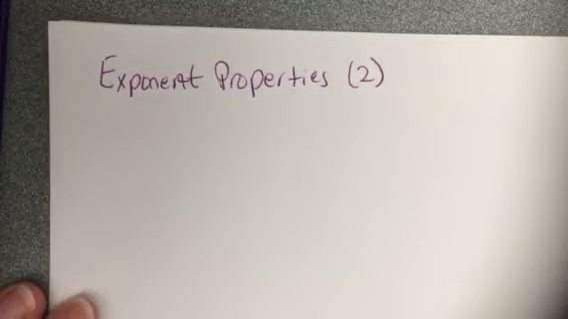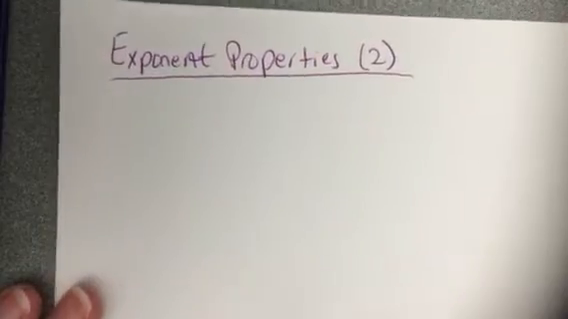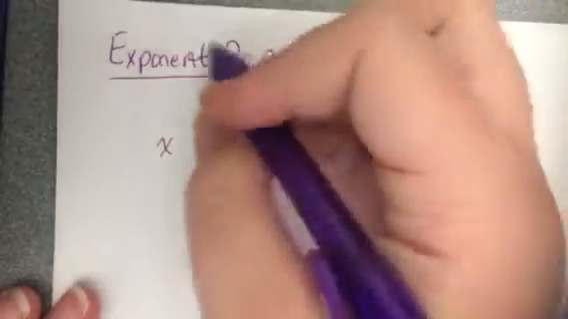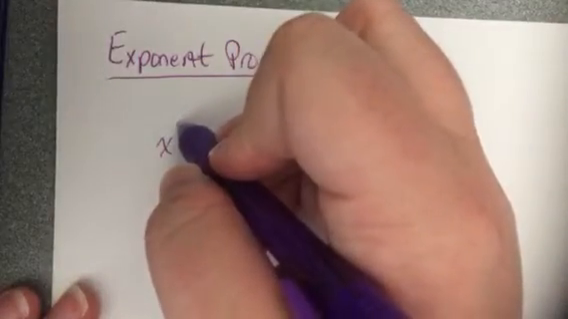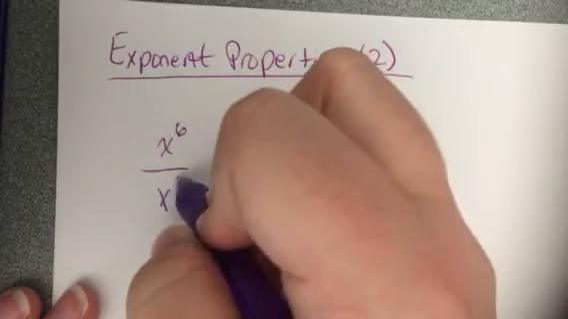So here's part 2 of the exponent properties. The next property we're going to talk about is called your quotient property. That's when you have a quotient, and when you have a quotient, that means you are dividing. So let's say we have x to the 6th over x squared.